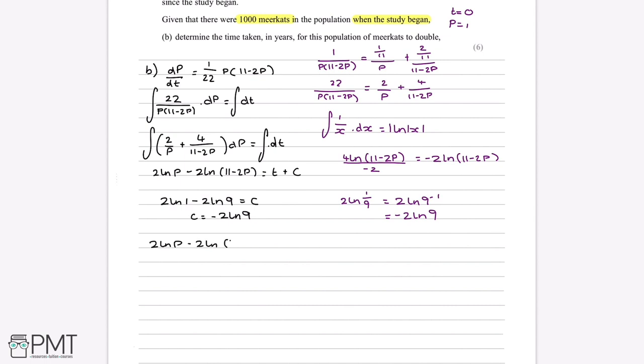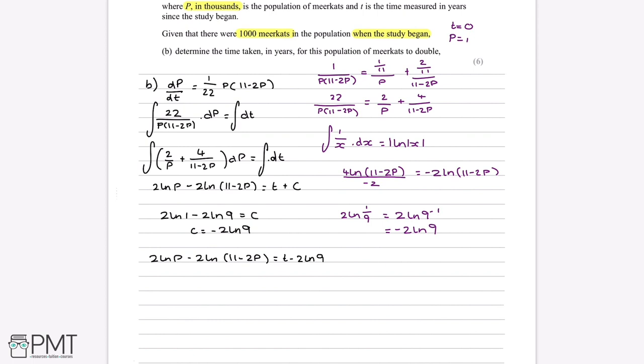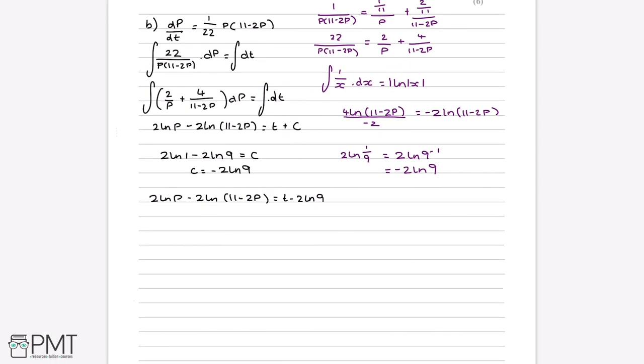we're left with this equation here, that we can now find a value of P for any value of T, or vice versa. And because in part B, we want to find the time taken in years for the population to double. A double population means that we want to find the time when there are 2,000 meerkats, and because P is in thousands, we want to find the point where P is equal to 2, because that is a population of 2,000.